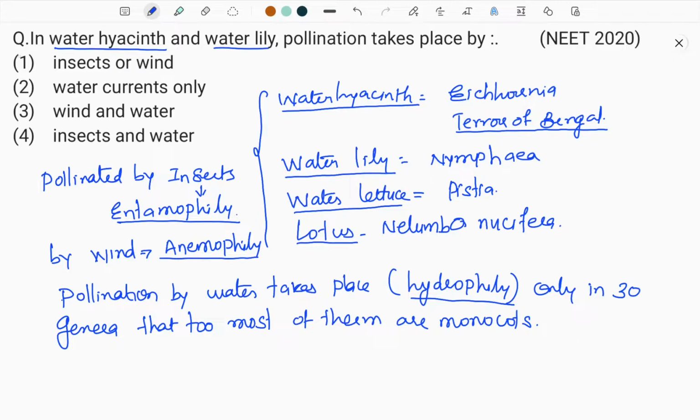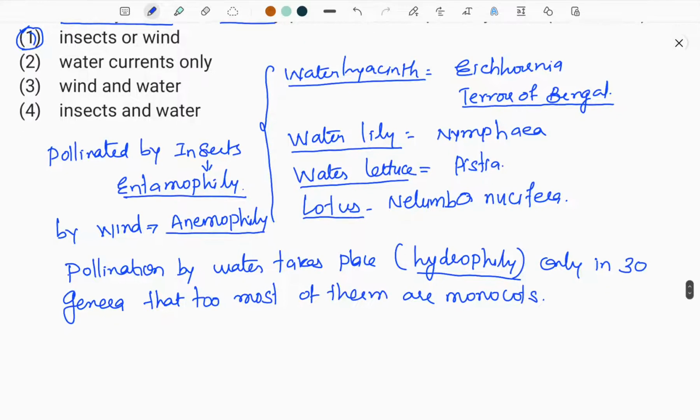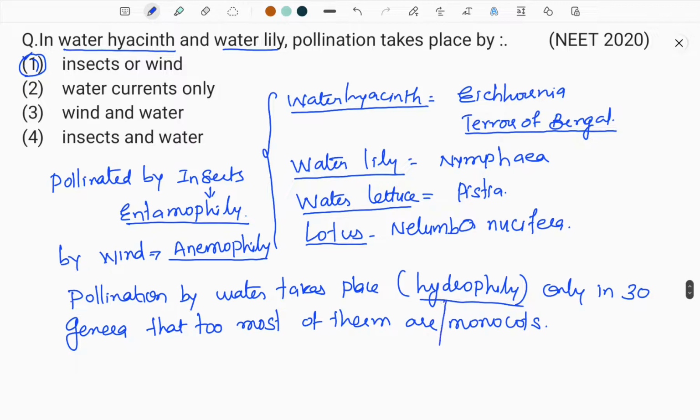Option 1 is very much correct for this question, right? And let me tell you what plants do show hydrophily. The example I can tell you is Vallisneria. Remember, Vallisneria is a dioecious hydrophyte. Dioecious means the male and female plants are not the same, they are different. You find male Vallisneria and female Vallisneria.